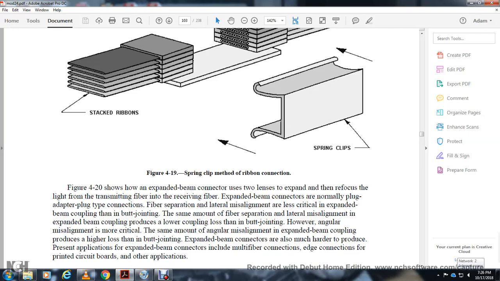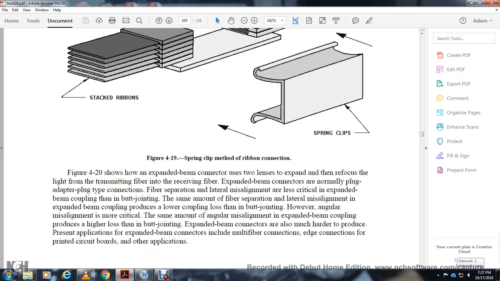Figure 4.20 shows how the expanded beam connector uses two lenses to expand the focus of the light from the transmitting fiber to the receiving fiber. Expanded beam connectors are normally unplugged adapter type connectors. Fiber separation and lateral misalignment are less critical with expanding beam coupling than with butt joining, since the same amount of fiber separation or lateral misalignment produces lower coupling loss. However, angular misalignment is more critical: the same amount of angular misalignment in expanded beam coupling produces higher loss than butt joining. Expanded beam connectors also become much harder to reproduce.